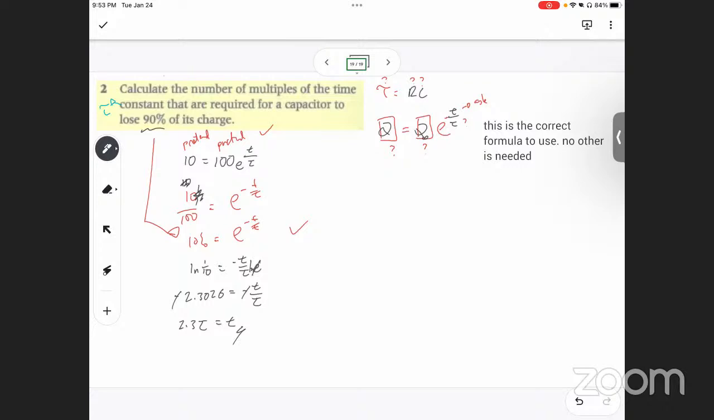2.3 times of time constants required for capacitor to lose 90% of its charge. Yeah, so you need 2.3 tau because at 2 tau, remember the magic number of 2 tau? 2 tau is how much? At 2 tau, you're already at how many percent? 1 tau is point something, 37%, right? So your answer seems to make sense at least, right?